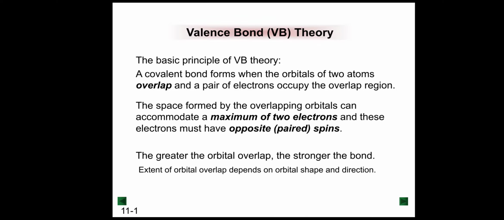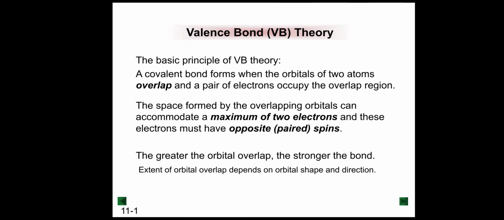Valence bond theory. The basic principles of valence bond theory. A covalent bond forms when the orbitals of two atoms overlap and a pair of electrons occupy the overlapping region. The space formed by the overlapping orbitals can accommodate a maximum of two electrons, and these electrons must have opposite spins. The greater the overlap, the stronger the bond will be.